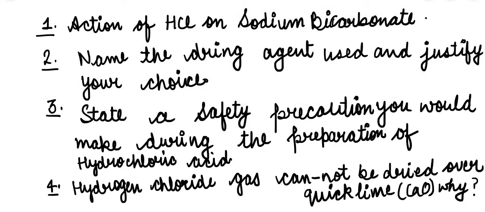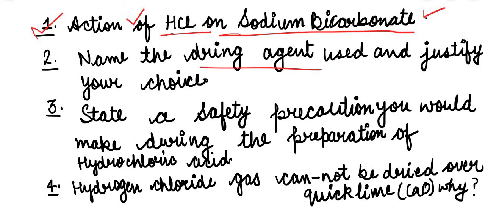The first question is the action of HCl on sodium bicarbonate. We already know what the action of HCl on sodium bicarbonate is. Actually this question comes on the next part that we are performing in the next video. The next question is: name the drying agent used and justify your choice. What is the drying agent used for drying this HCl gas? Which drying agent will you use? The answer is to be given by you.